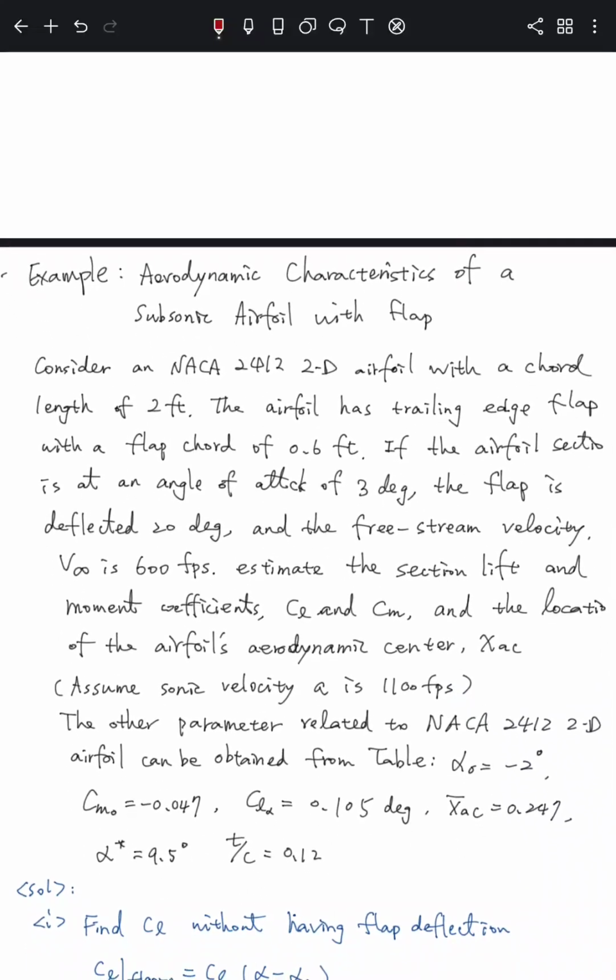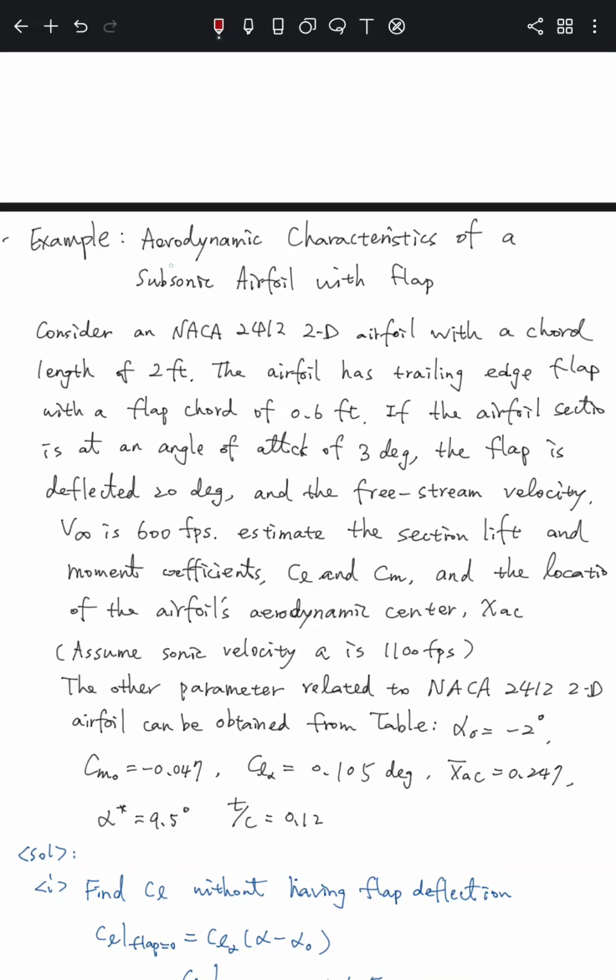So let us see an example here. Aerodynamic characteristics of a subsonic airfoil with flap. Let us consider an NACA 2412 two-dimensional airfoil with a chord line of 2 feet. The airfoil has a trailing edge flap with a flap chord of 0.6 feet.